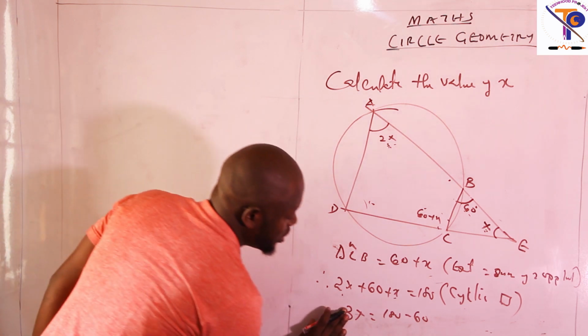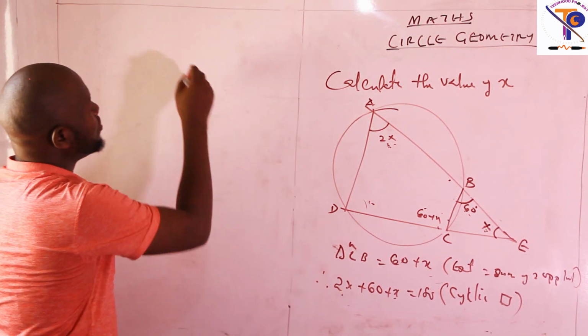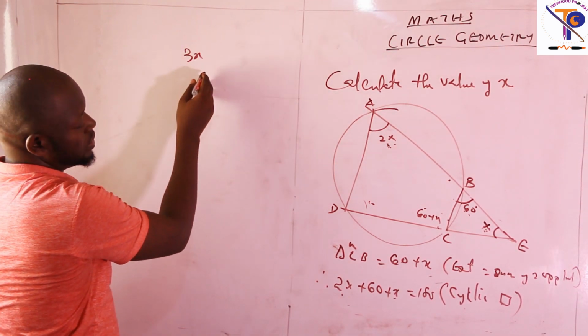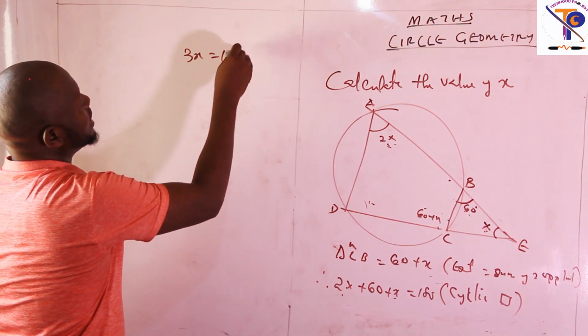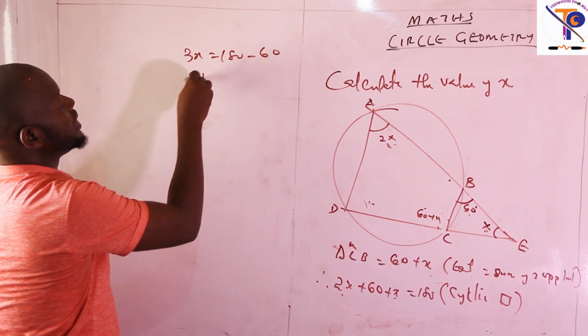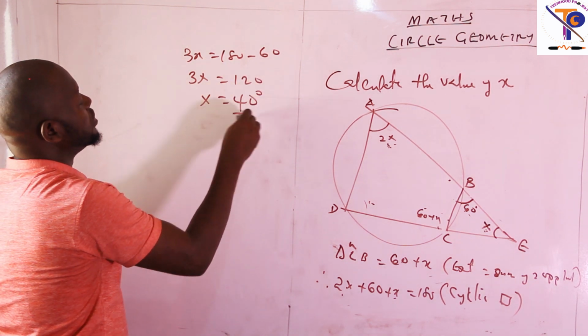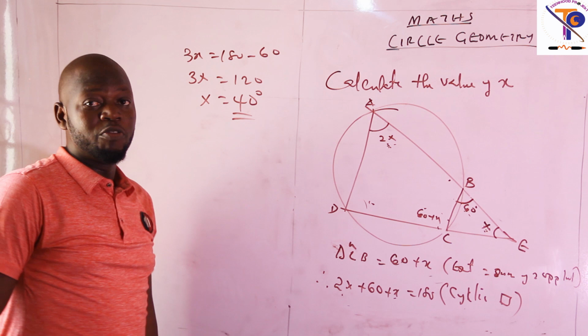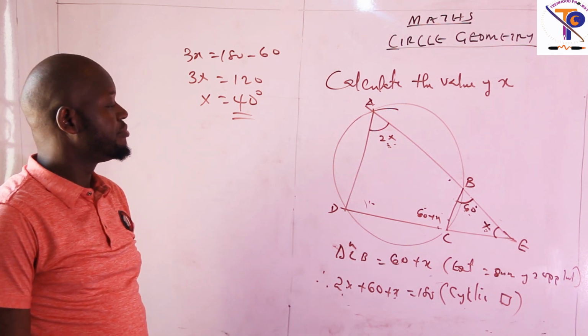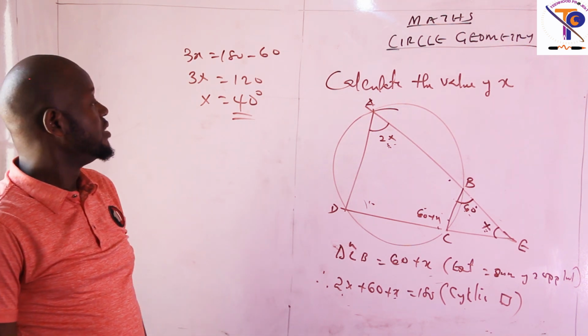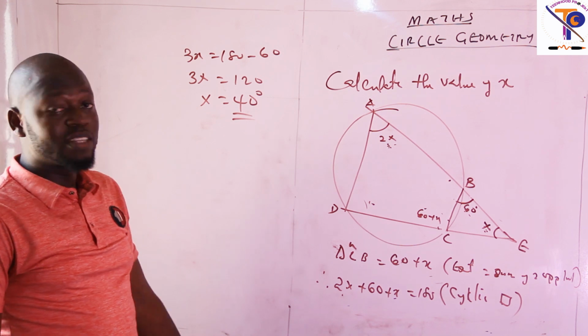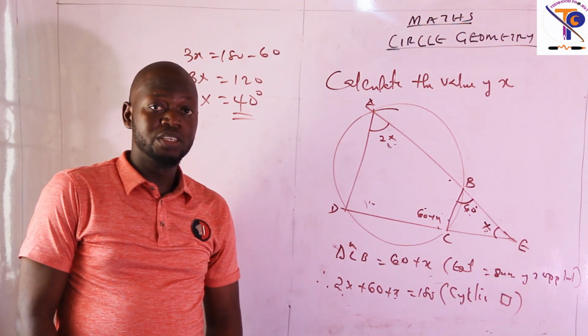So let me rewrite this one here. I will have 3x is equal to 180 minus 60. Then we have 3x is equal to 120. Then x is equal to 40 degrees. Game over. Problem solved. That's all.